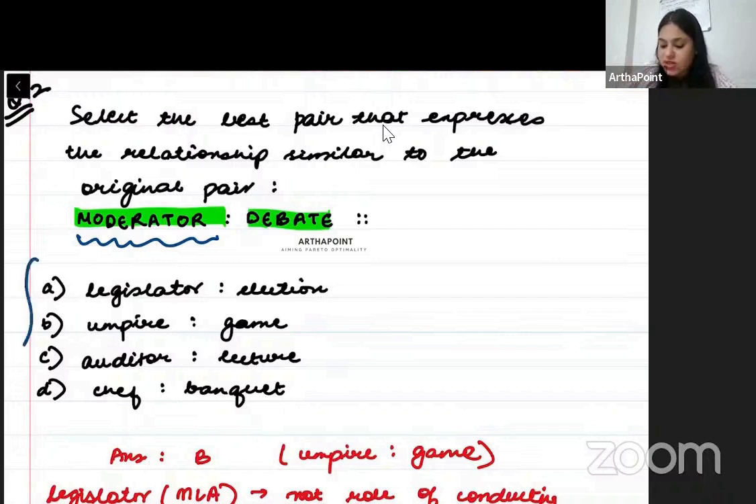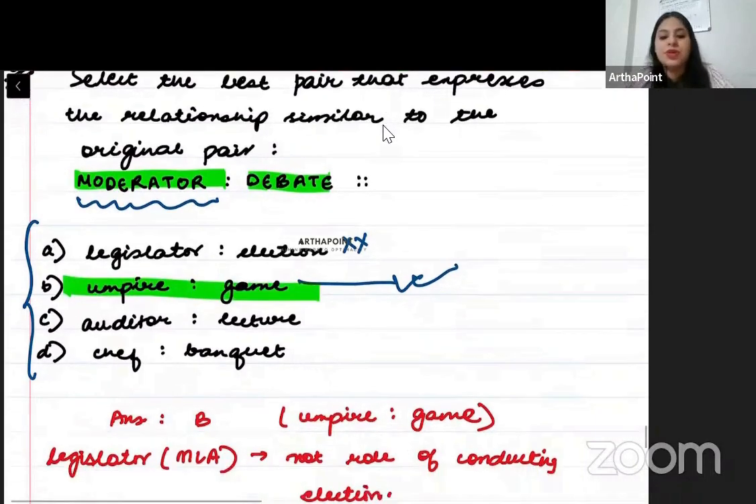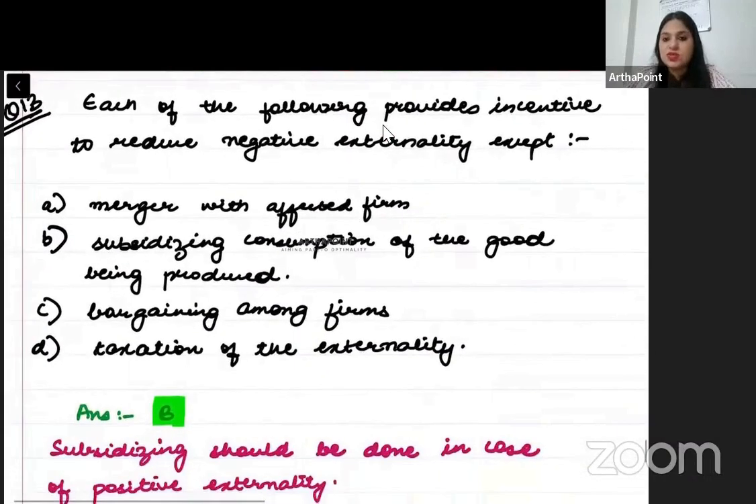And it says, what is a similar thing to this? Legislator to election? No. Legislators, they are participants of the election. They don't moderate the elections. Umpire to game? Yes. An umpire actually moderates the game like a moderator moderates the debate. Auditor to lecture? No. Chef to banquet? No. Chef is not managing the banquet, right? So the correct answer to this question will be B. Umpire to game. Come to the next question.